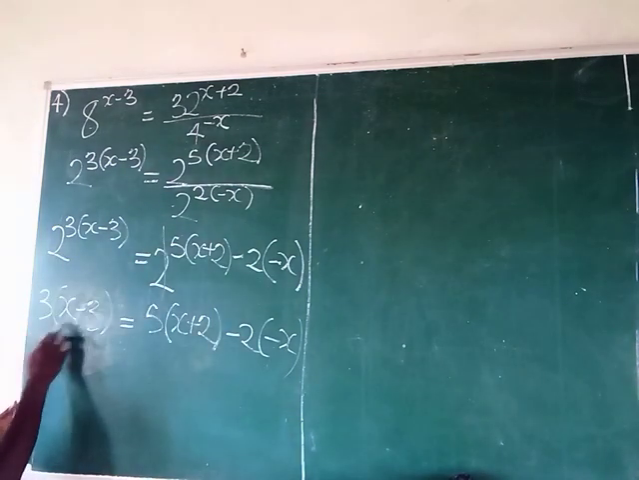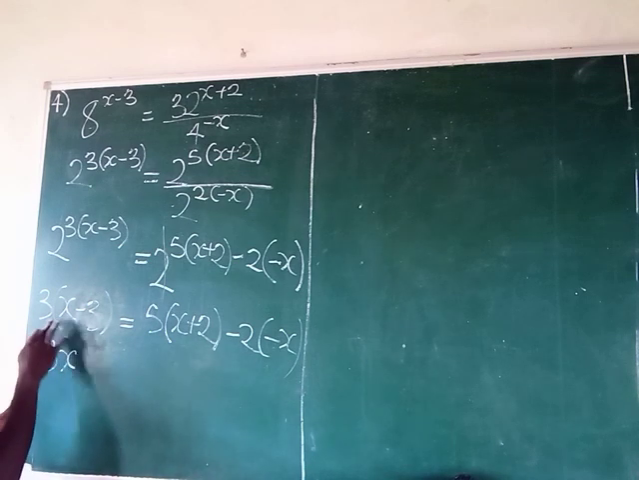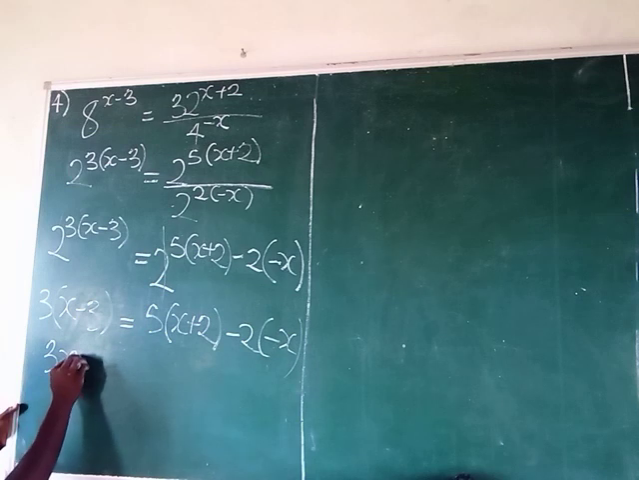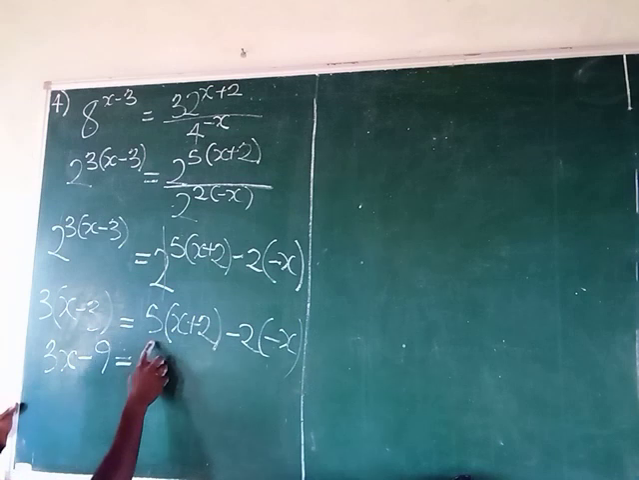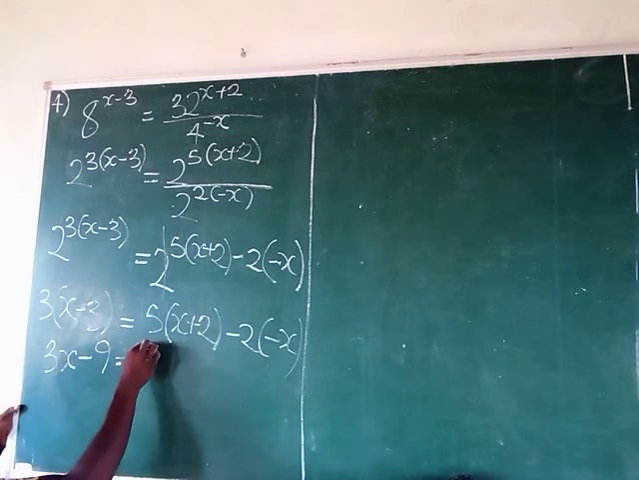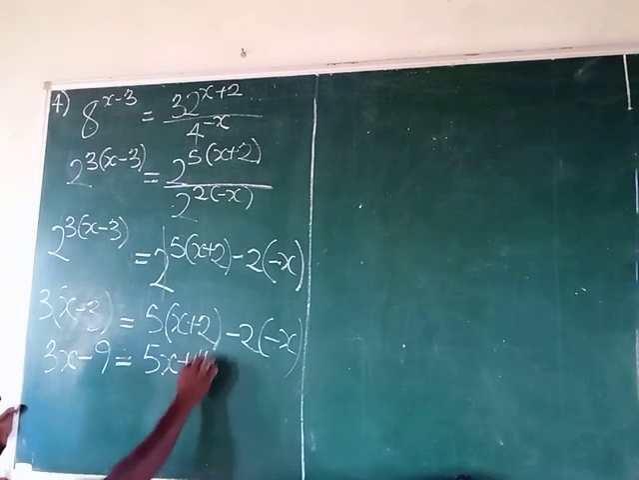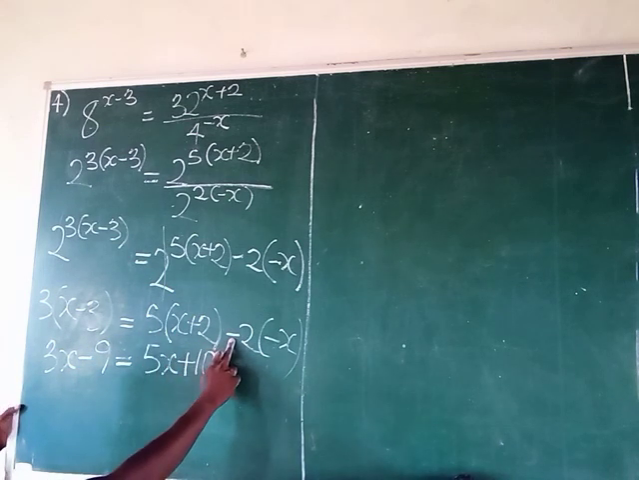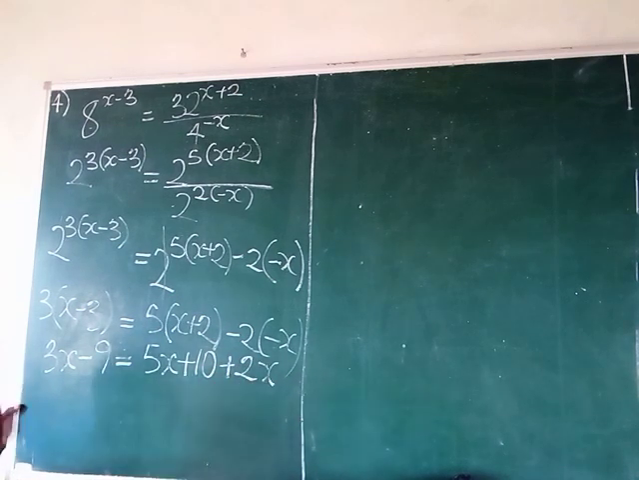We have 3 times x, which is 3x. Then 3 times minus 3 gives minus 9. Is equal to, we have 5 times x, which is 5x, plus 2 times 5, which is 10. Then minus 2 times minus x will give you plus 2x. And you see that? So now we have been able to expand the brackets.